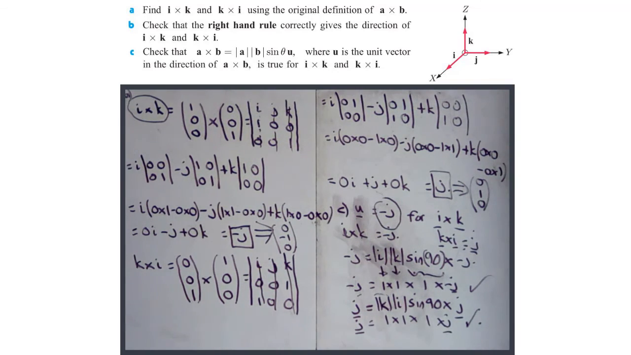Okay, so everything holds. I think the hardest bit to get your head around for this particular section is this direction of I cross K. I don't think you're likely to have to do too much with it, and the good news is you can always get the direction from using the mathematical processes anyway.